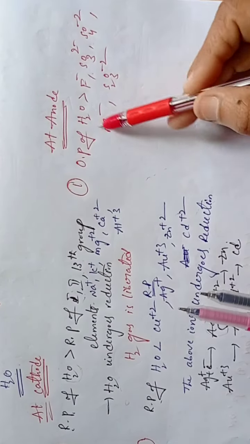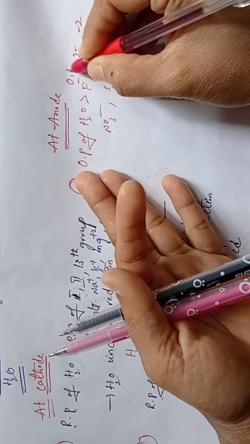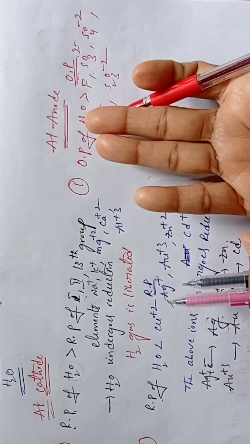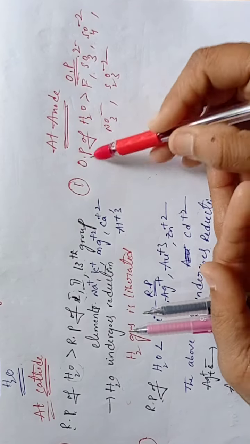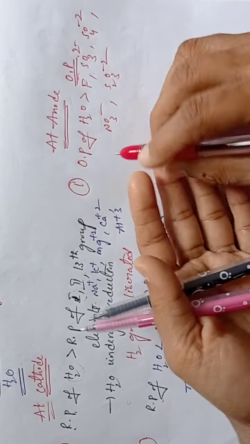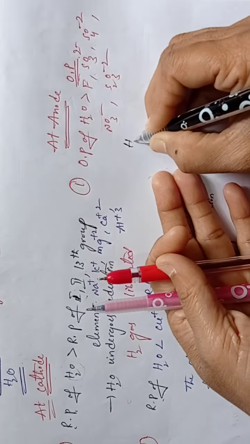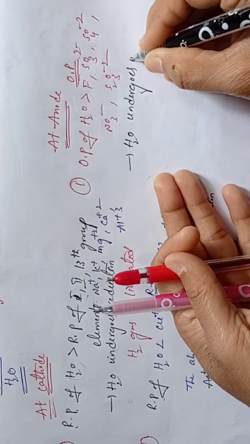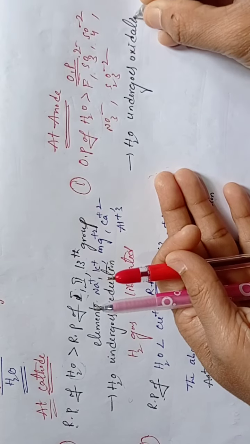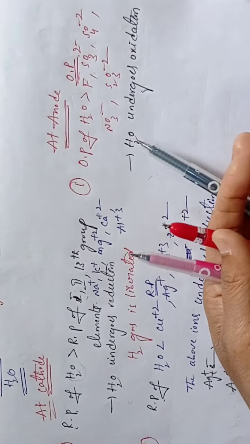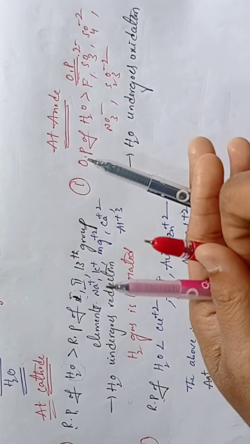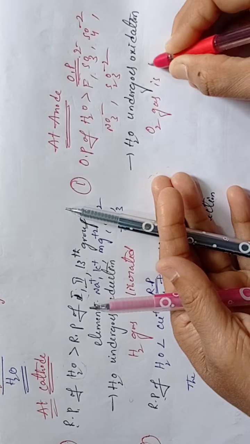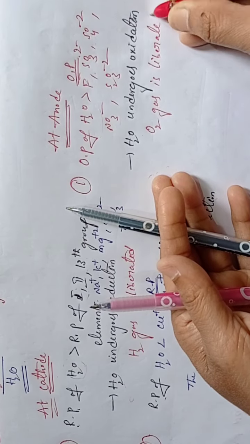Now if you see these ions, students, their oxidation potential is always smaller than the water oxidation potential. So that's why water, having the higher oxidation potential, undergoes oxidation. Are you understanding? Whenever water undergoes oxidation, which gas is liberated, students? O2 gas is liberated.